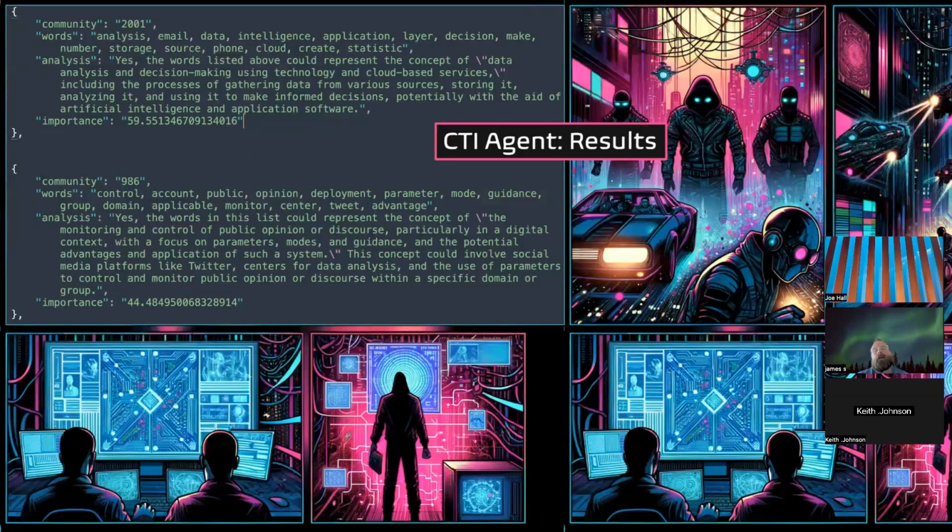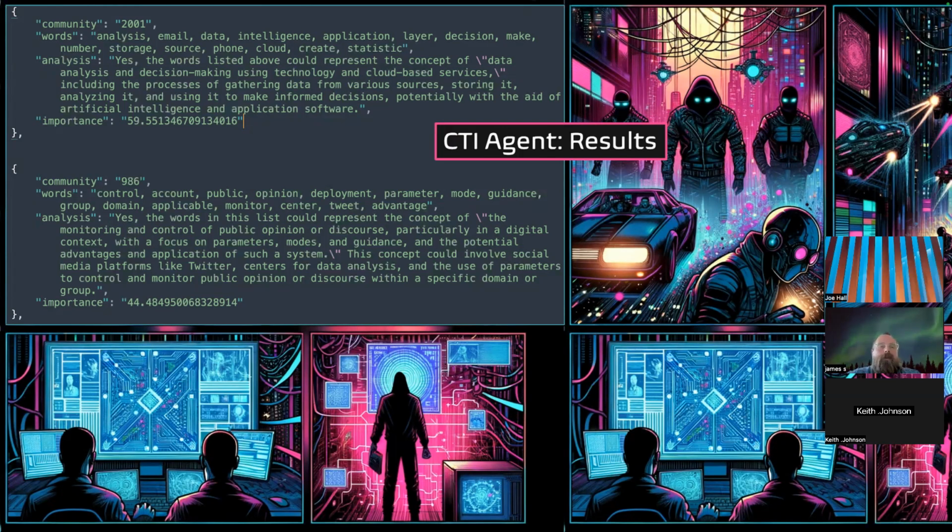And the CTAI agent results. It identified, I think, about 37 communities, some no theme found, but 2 of these were actually quite relevant to this talk. Community 2001: its top terms are analysis, email, data intelligence, application layer, decision make, number storage, sourceful, and cloud create statistic. Now, to a human, it might be a little harder to discern. I can kind of see a little bit, but to the LLM, it really hits a bang-on job.